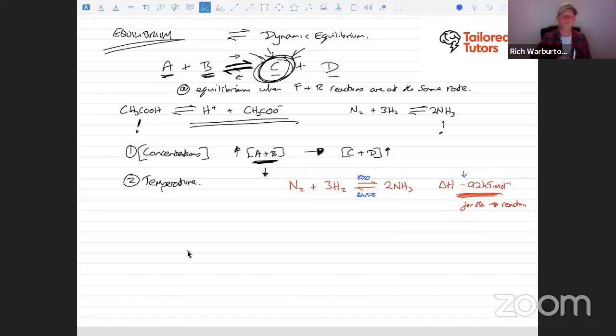For this example, absolutely bang on. But I think if it was the opposite, if that forward delta H was positive, then it kind of falls down, doesn't it? You need to remember the opposite then, don't you? So yeah, okay. Good point.